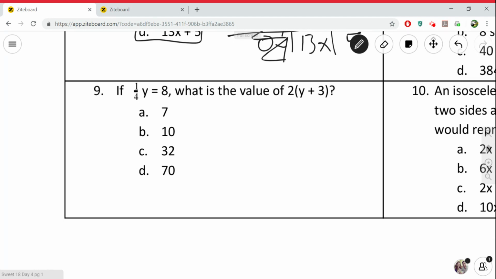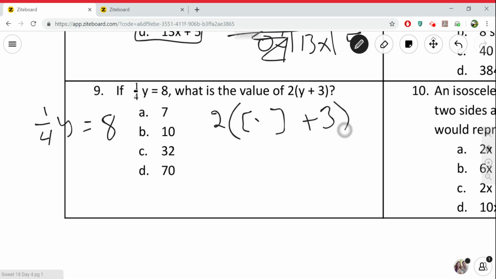Question 9 says, if 1/4 y equals 8, so that's 1/4 y equals 8. So the fourth of some number is 8. What is the value of 2y plus 3? So I have 1/4 over here, 1/4 of some number. So if you remember, I've got y times 1 because this is over 1. So I end up with y over 4. This is the same thing, is equal to 8.